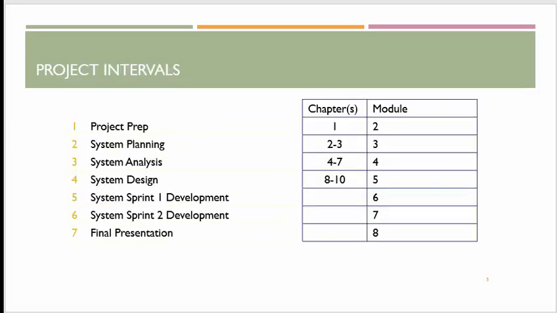There are going to be 7 intervals for this project, which are going to align to modules 2 through 8 of this course. Please also note that these group project intervals align to the chapter readings in your textbook. Your textbook is going to be a valuable resource for your group and for yourself for the development of your business case for this group project.